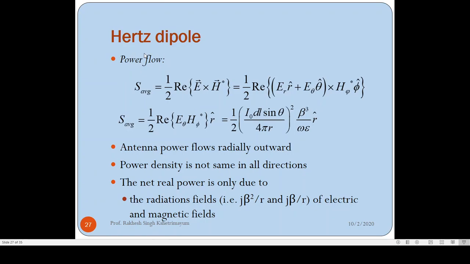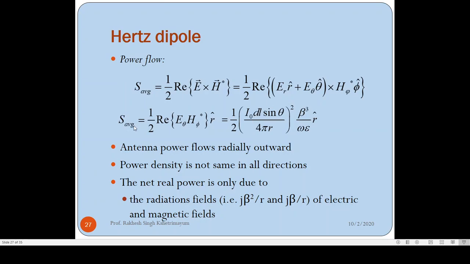Let us look at the power flow. The power flow is basically given by the Poynting vector S. We are interested in the average power flow, so we find S average, which is basically the real part of E cross H star. Electric field has radial component and theta component. Magnetic field has only phi component. So the average power flow would be like this in the far field.